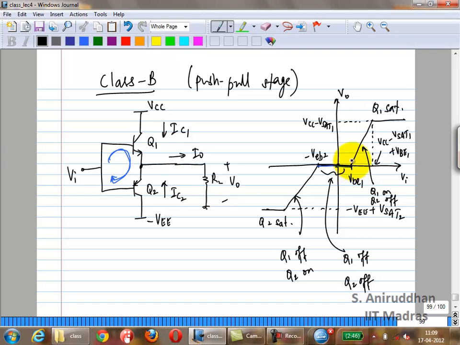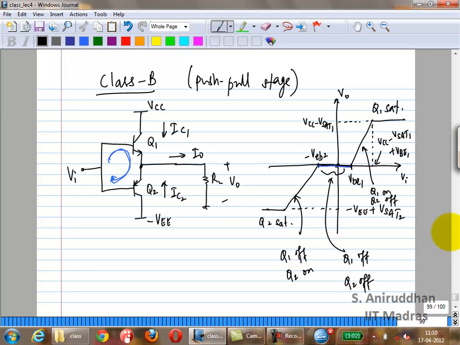Beyond that, one transistor is off. So for example, when VO is positive, Q1 is on but Q2 is off, because VBE for this increases, VBE for this is already below the VBE on, and it goes on till the point where Q1 saturates. Similarly on the negative side, Q1 is off and Q2 is on, right, until the point where Q2 saturates. Everybody remembers this? Very straightforward stuff.